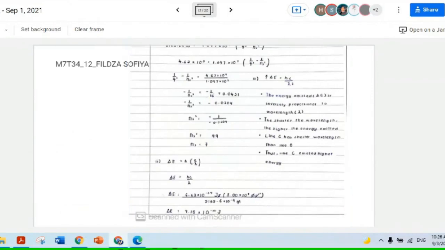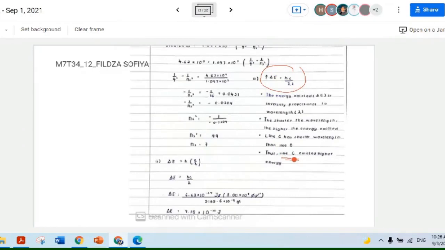I wrote it in red so that people can see a bit. So you try to apply this formula. Delta E equals hc over lambda. So what happened? When delta E increases, right? Okay, and then lambda decreases. So the shorter the wavelength, the higher the delta E emitted. So that's why C emitted higher energy.